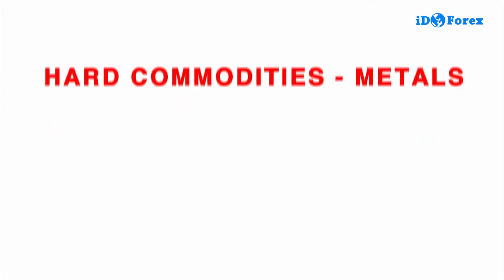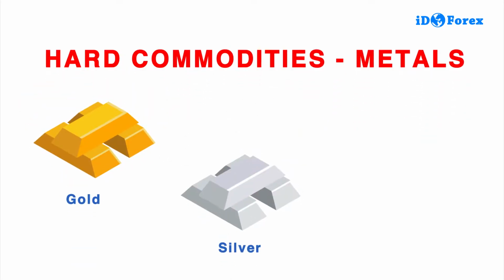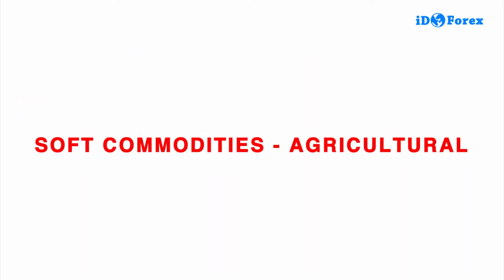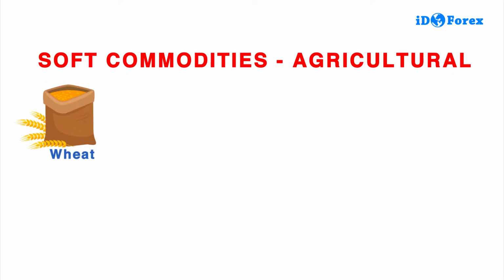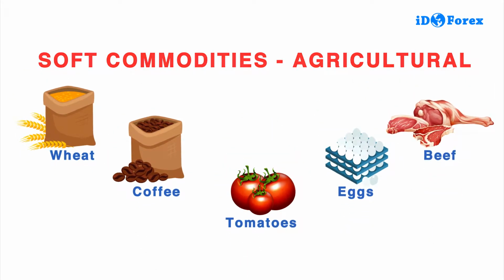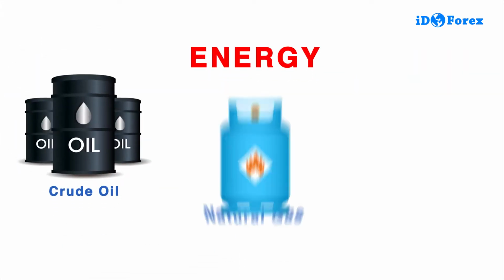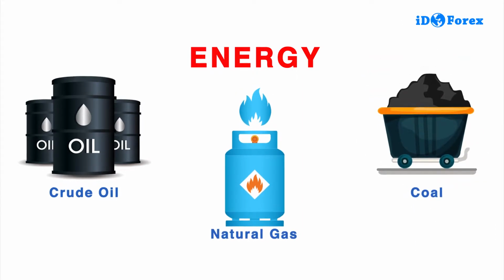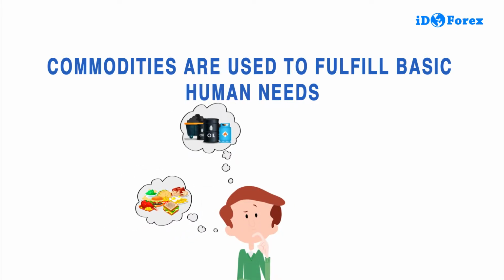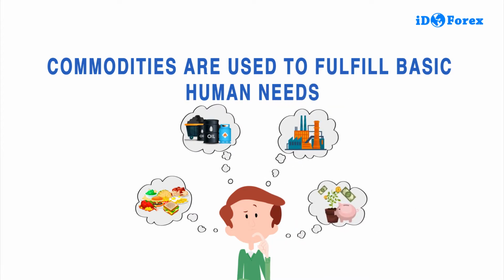Hard commodities: gold, silver, and platinum. Soft commodities: wheat, coffee, tomatoes, eggs, and beef. Energy: crude oil, natural gas, and coal. Commodities are used to fulfill basic needs based on their requirements in terms of food, energy, industrial development, and investments.